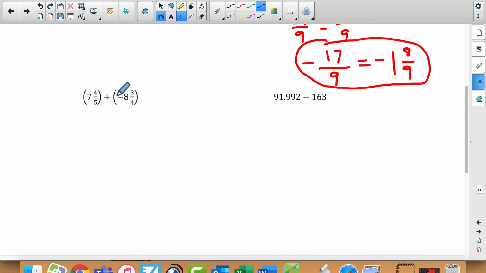So this one's an adding question, so we don't have to change anything. What do you have more of, positives or negatives? Well, you have 7 positives and 8 negatives, so you have more negatives. Our answer is going to be negative.